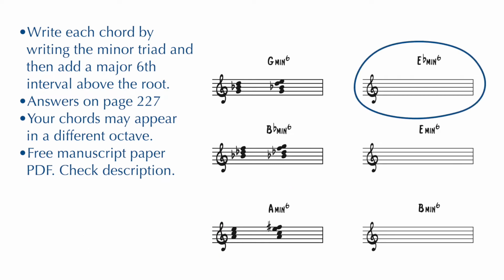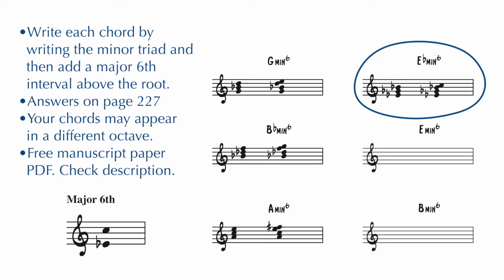Number 4, E flat minor 6. First, construct an E flat minor triad. That's going to be E flat, G flat, and B flat. Then we add a major sixth above the root. The root is E flat. A major sixth above E flat is C. Stack them all together. You have E flat, G flat, B flat, C, or E flat minor 6.